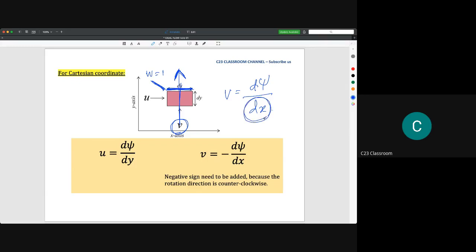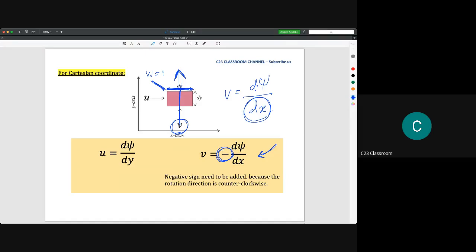However, in this situation, you need to add a negative sign here. This is compulsory. Why? Because after this, we will be evaluating the stream function in polar coordinates. In polar coordinates, we need to differentiate between counterclockwise rotation and clockwise rotation. And for certain operations, we need to merge between Cartesian coordinates and polar coordinates to make sure that our calculation is correct.